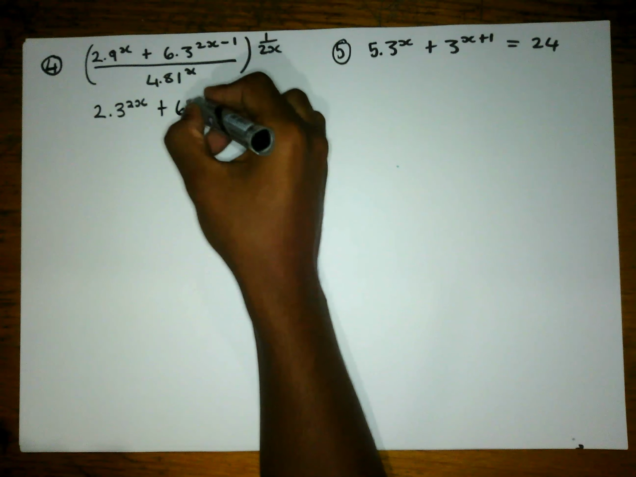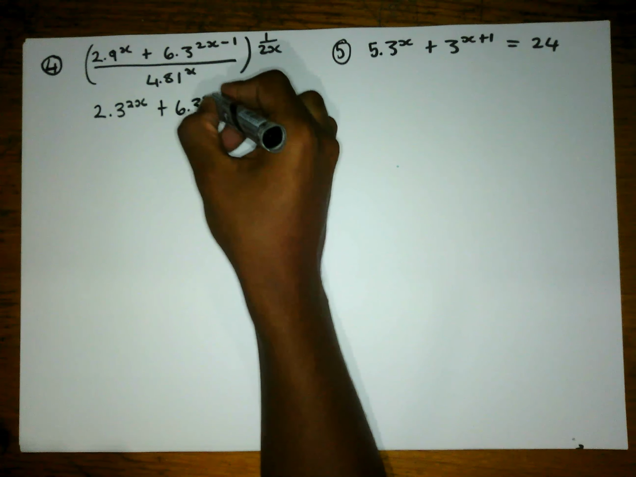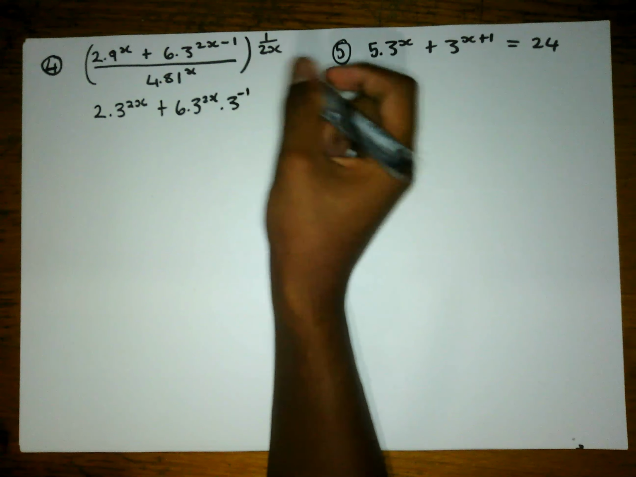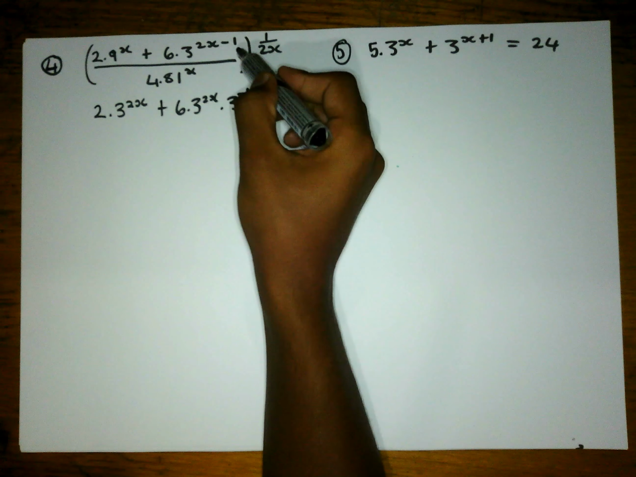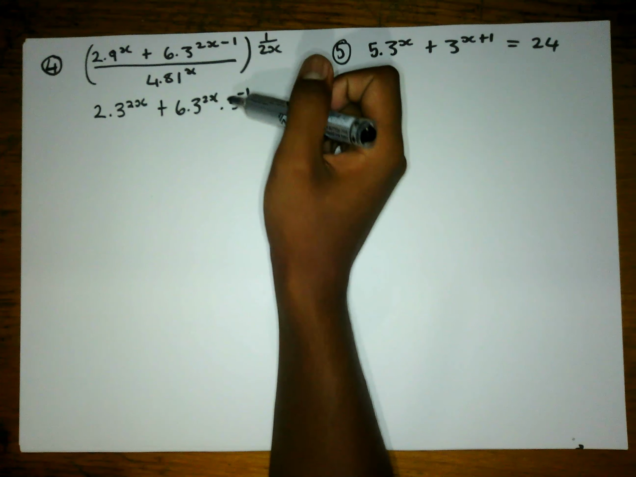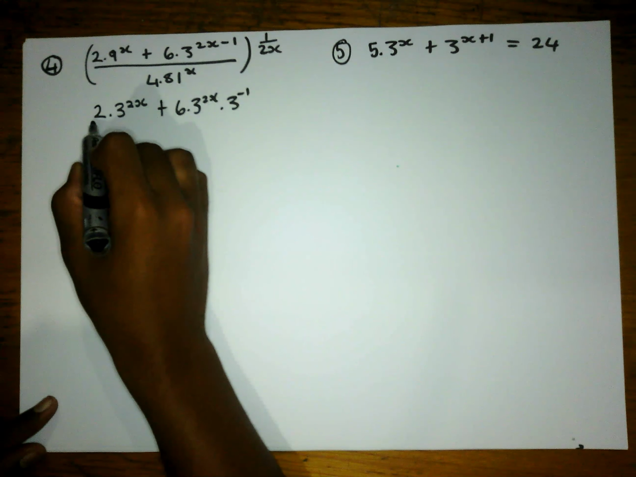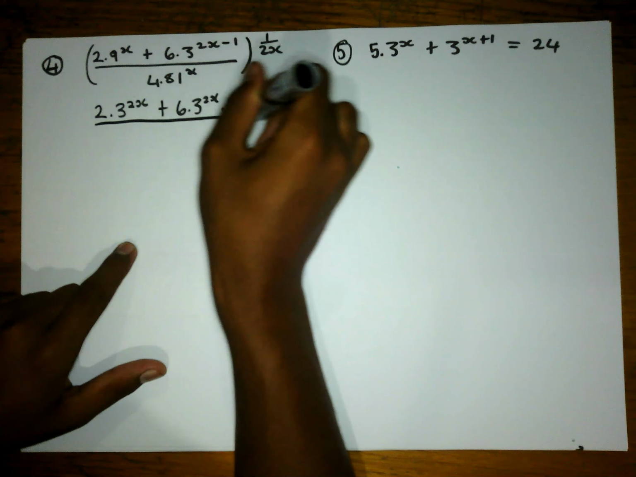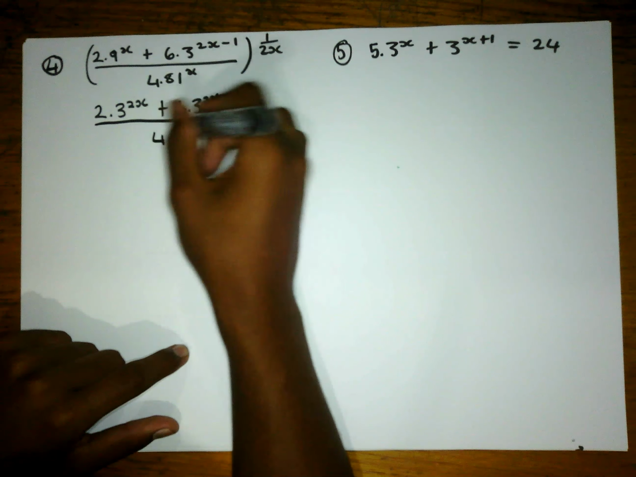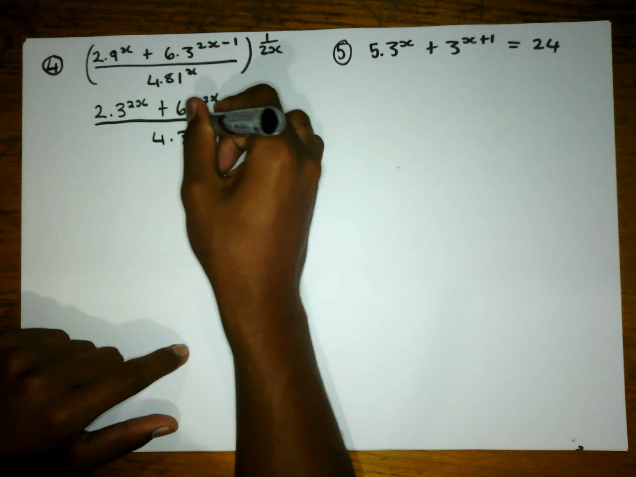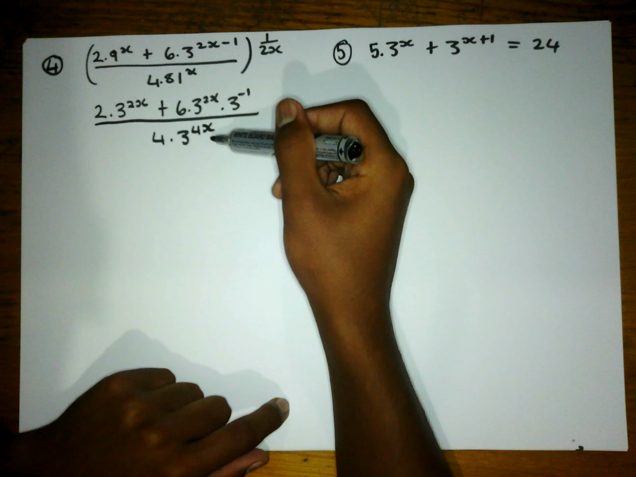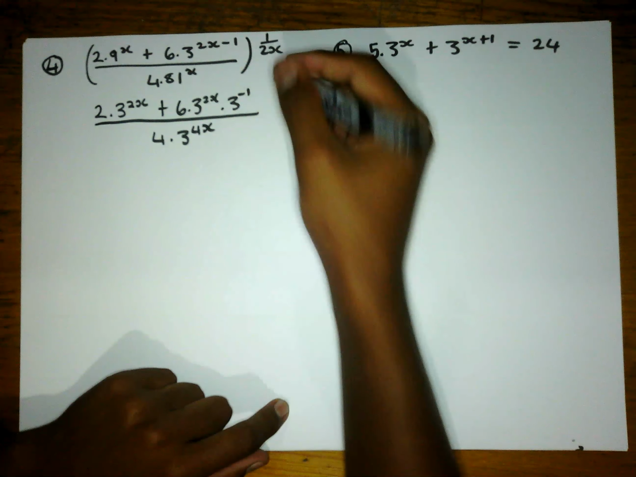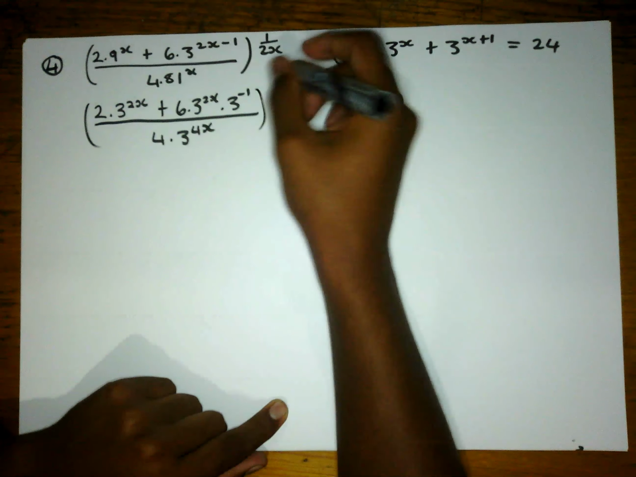But let's see how we're going to do it. Plus 6 times 3 to the power 2x times 3 to the power negative 1. Do you see how I am simplifying this here? This is the laws of exponents. So then we have 4, and remember I said now it's 3 to the power 4x. This is 81 to the power of x, so we just simplified it nicely. This in brackets 1 over 2x.